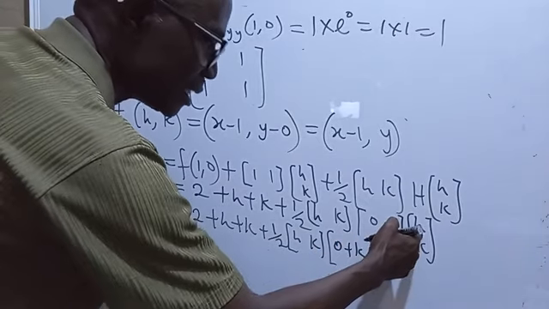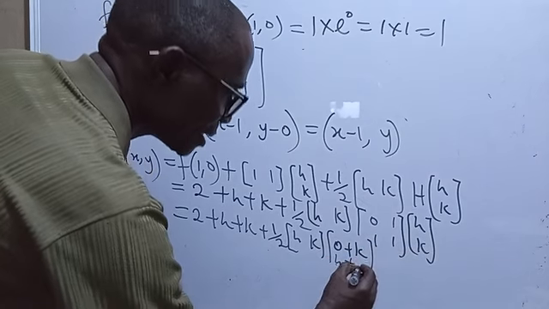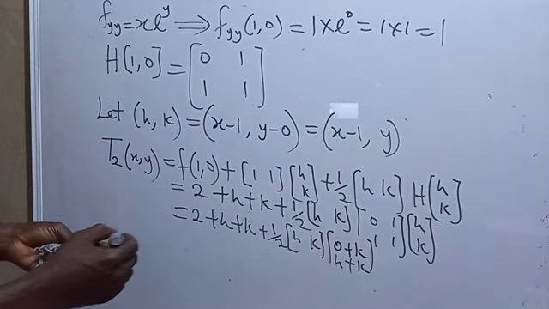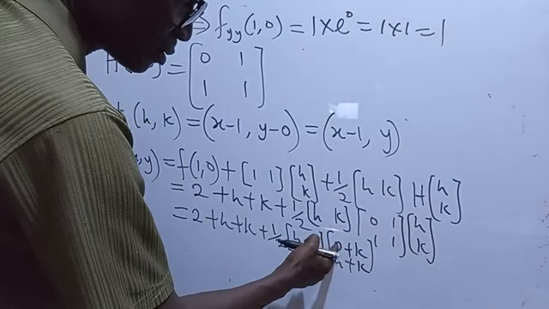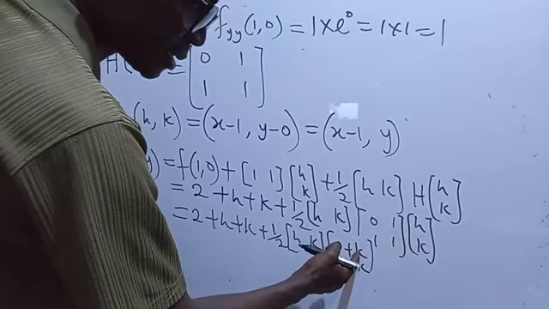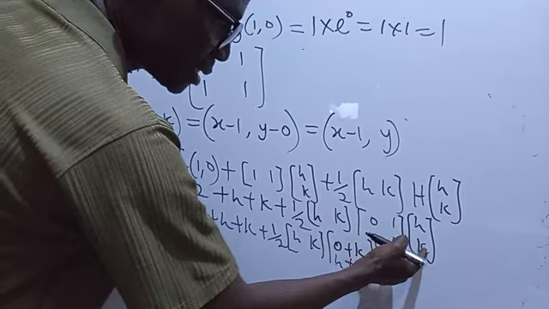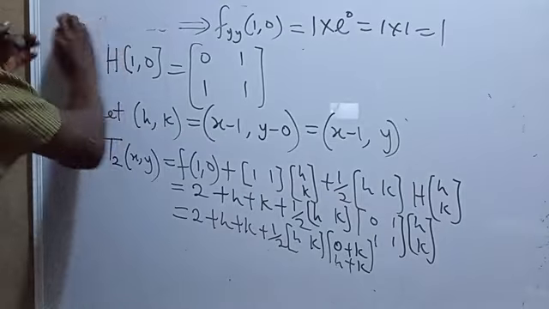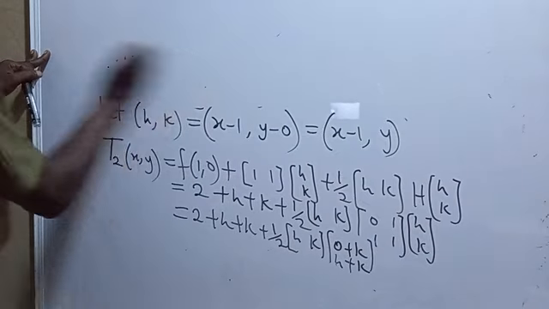Now 1 times h, that's h, plus 1 times k, that's k. I hope you can still remember how to multiply matrices. Again, 0 times h, that's 0, plus 1 times k, that's k. 1 times h, that's h, plus 1 times k, that's k. Okay, let me write it on the upper part of the board so that we see it clearly.